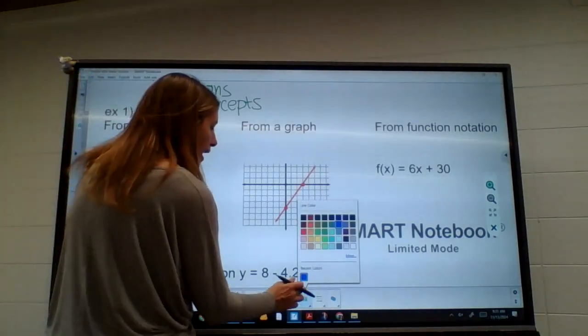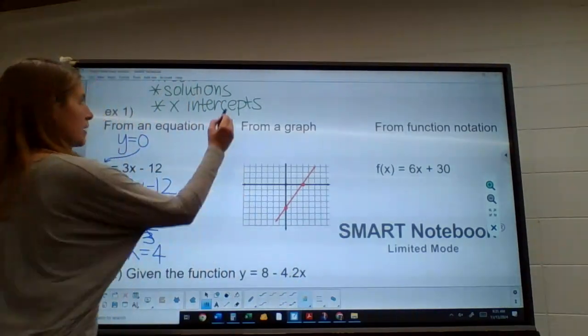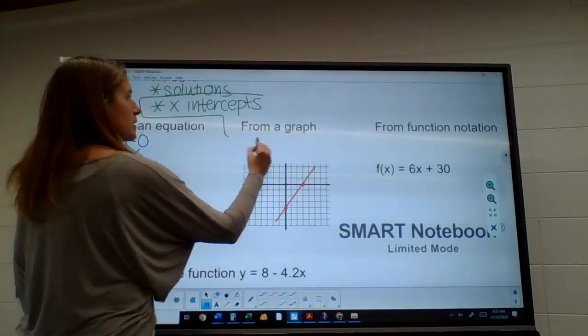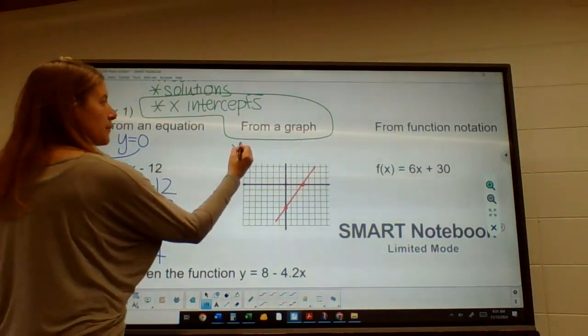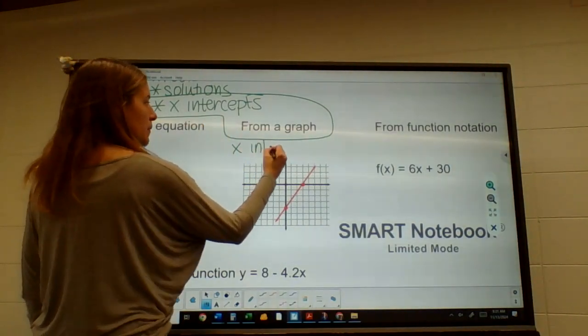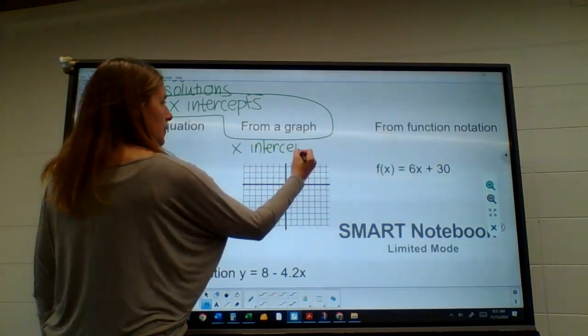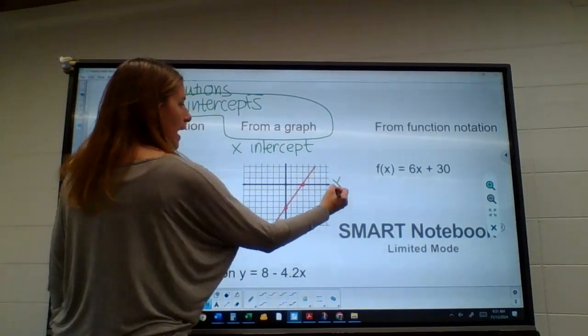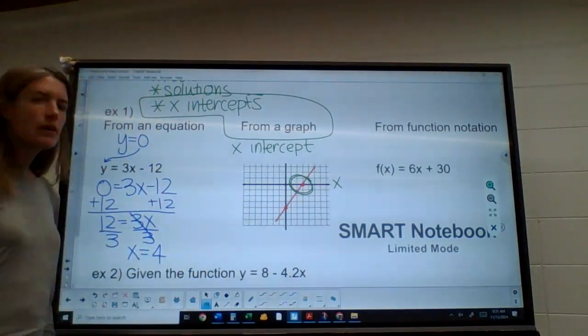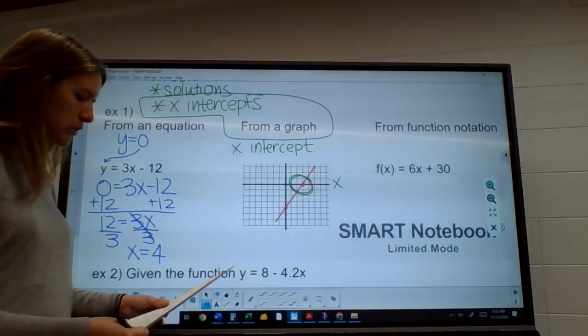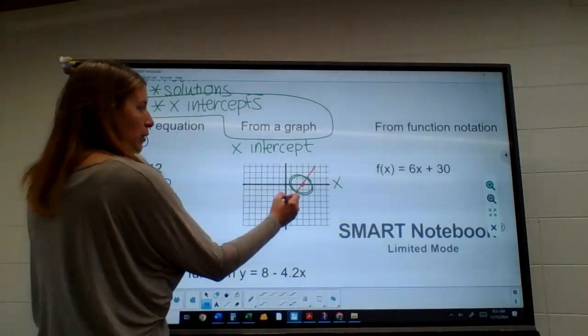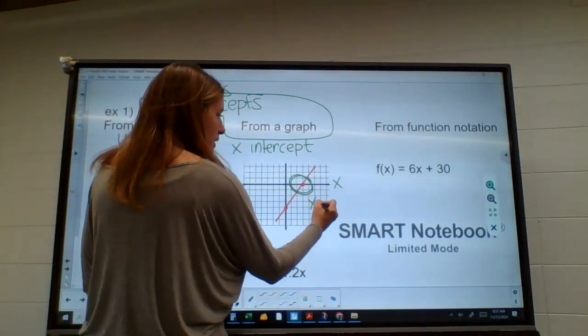Now from a graph, the x-intercepts is what we're looking at. So we're looking for the point on the x-axis. So this one is really easy. We just look at that point. That's where y is 0. My x is going to be 3.